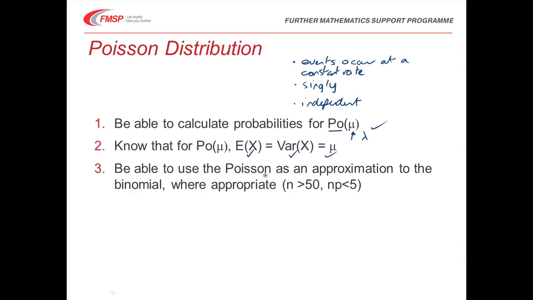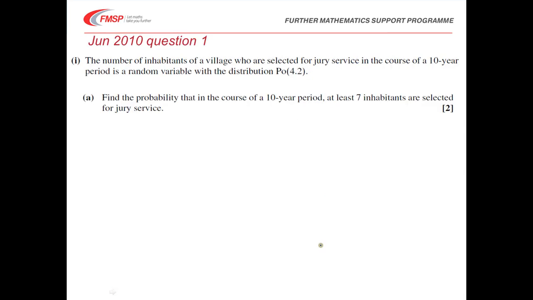And this is the cool bit, we can sometimes use the Poisson as an approximation for the binomial, as long as it's appropriate to do so. So for instance, we have to have large n and we have to have small p. So it's done in such a way that n is sufficiently large and p is sufficiently small that actually np is less than 5, and that's the standard condition that we're looking for.